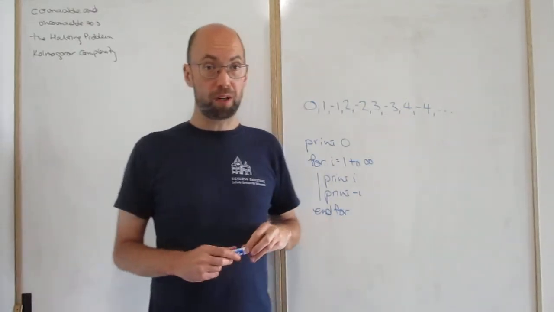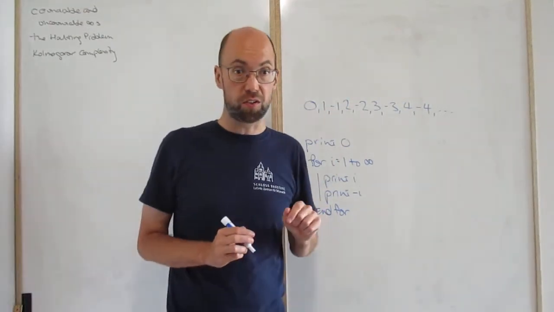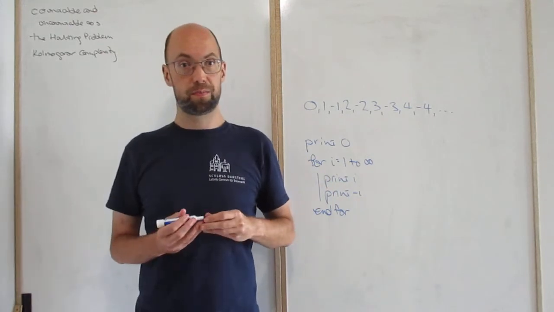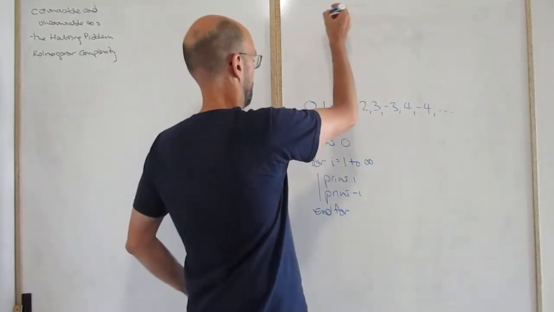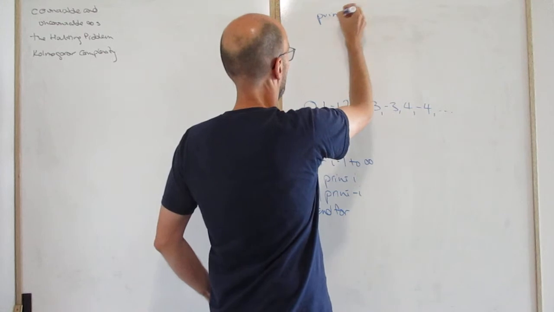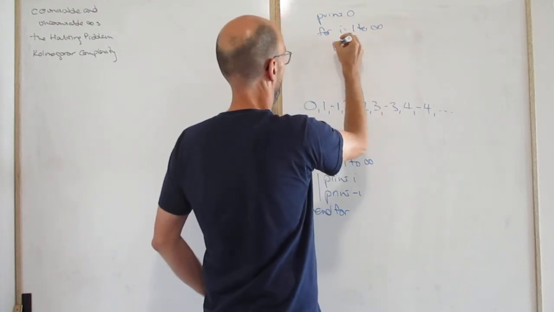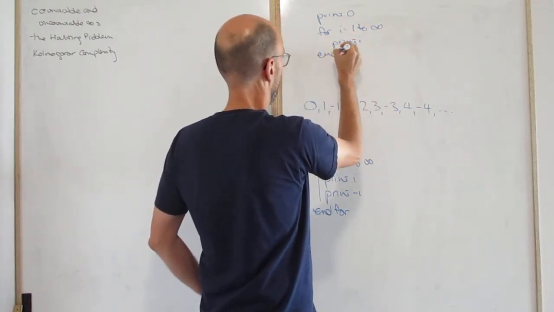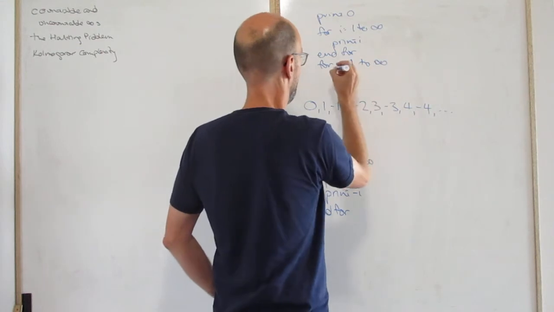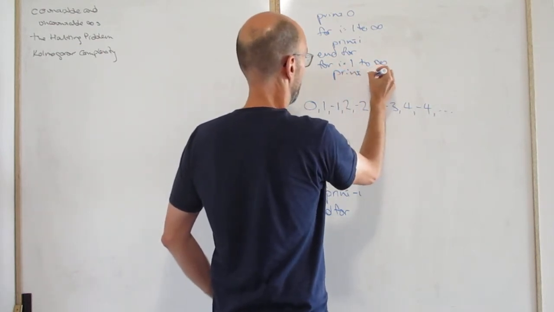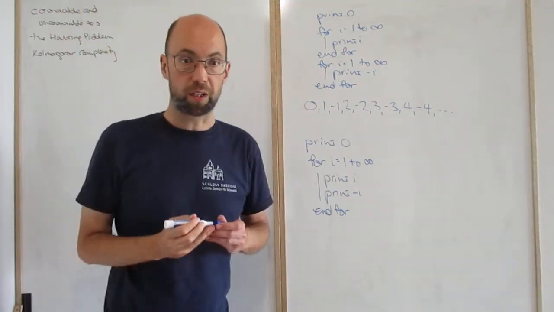Okay, what would be the problem if I said, I'm going to first list the positive integers and then list the negative integers, instead of interleaving them like this? I'd say, okay, well, print 0, for i equals 1 to infinity, print i, and for i equals 1 to infinity, print negative i. What's the problem with this program?